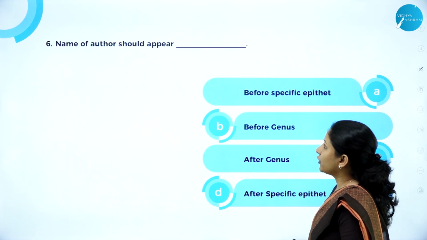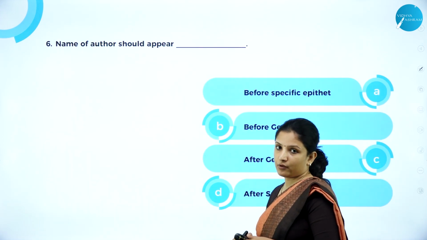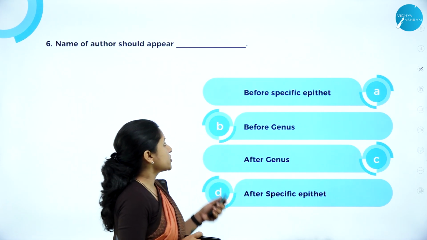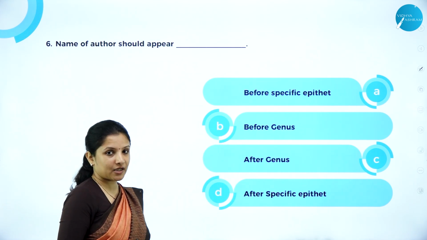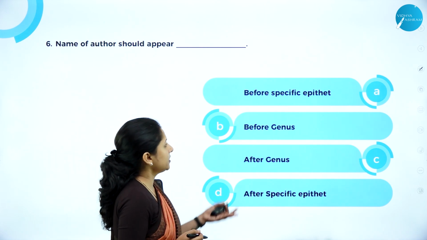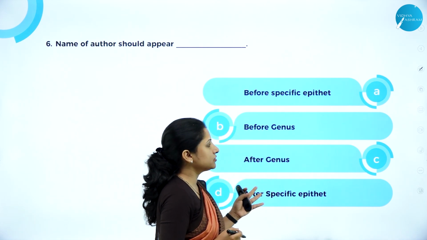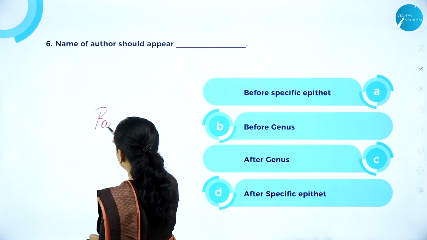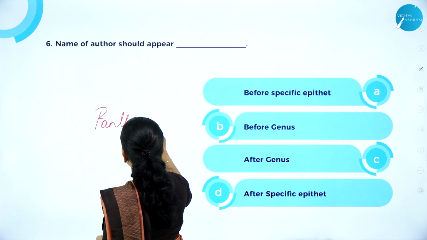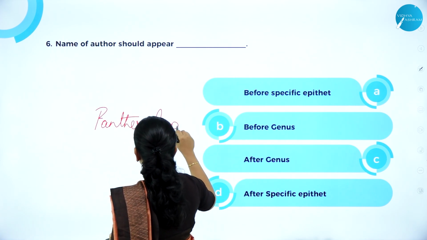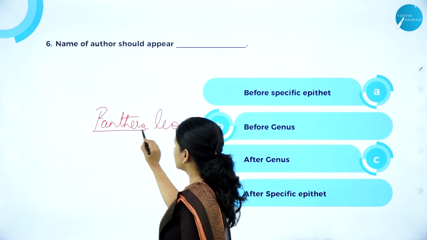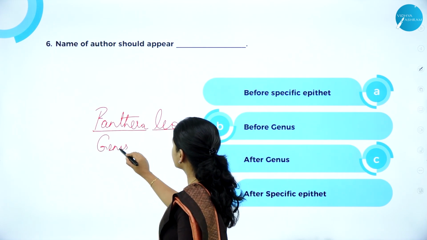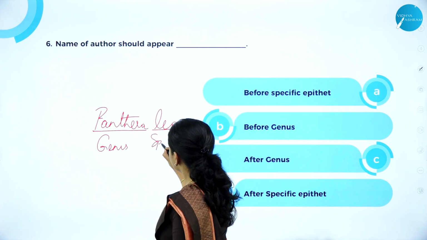Where should the name of the author appear, or where are you supposed to write the name of the author? Should it appear before the specific epithet, before genus, after genus or after specific epithet? So here, for example, Panthera leo. So this is the genus, this is the specific epithet.